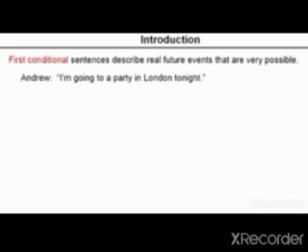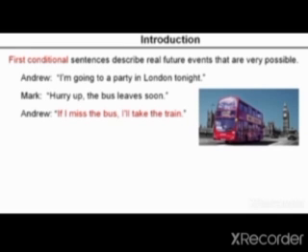Let's see some examples. For example, Andrew: I'm going to a party in London tonight. Mark: hurry up, the bus leaves soon. Andrew: if I miss the bus, I will take the train. Here, see this sentence: if I miss the bus, I'll take the train. What is this? This is a first conditional sentence. If I miss the bus, I will take the train. First one is the condition and then the result.